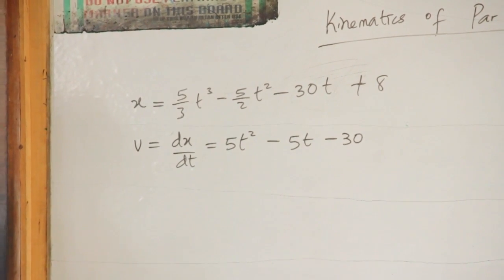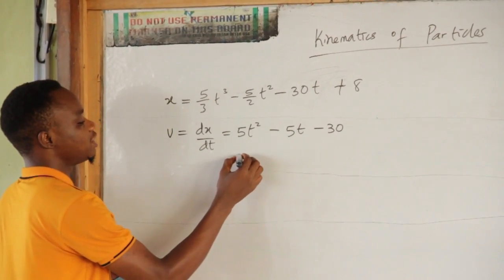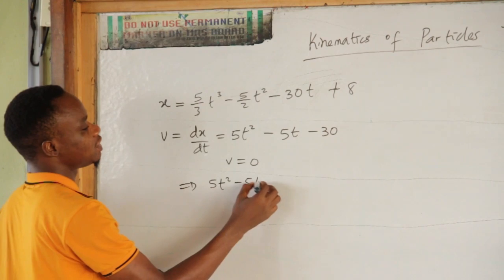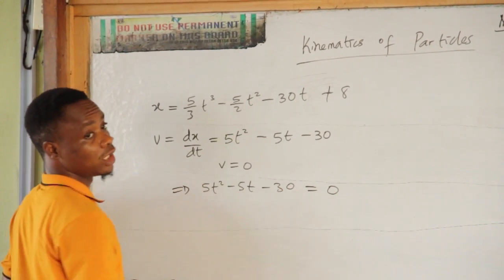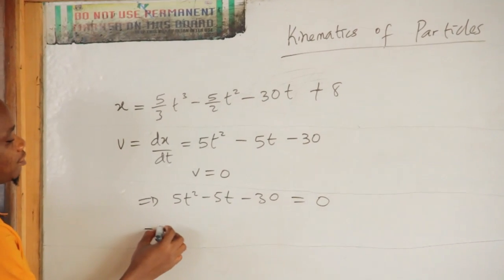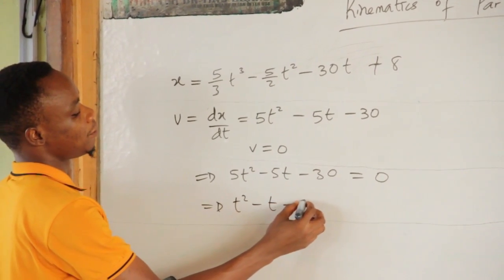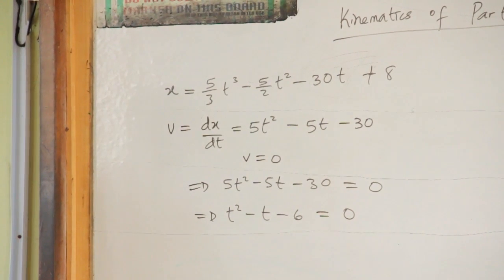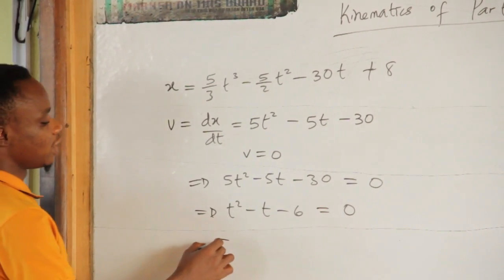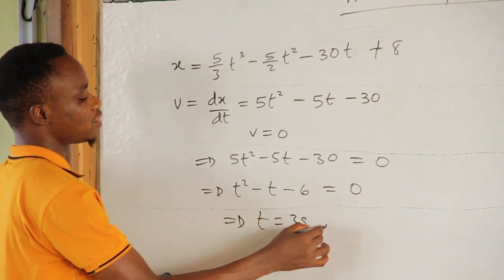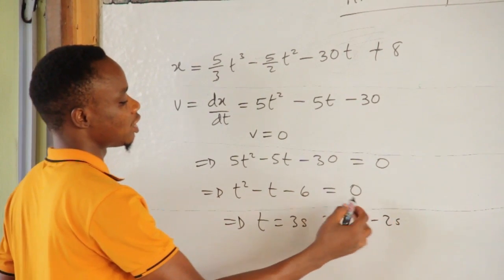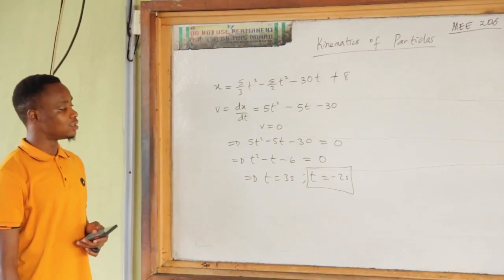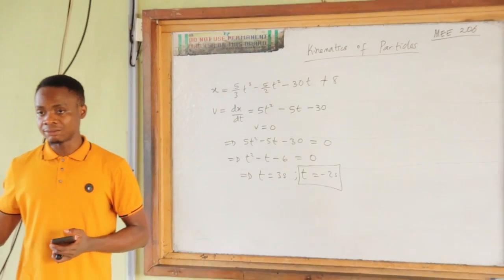Alright. So we say when v is 0, we're going to have 5t squared minus 5t minus 30 equal to 0. You can divide through by 5. We're going to have t squared minus t minus 6 equals 0. So you can have factors for this. That's going to be minus 3 and plus 2, right? So when you solve, you're going to get t is equal to 3 seconds and t is equal to minus 2 seconds. Of course, this is wrong. You cannot make any analysis with negative time. You start from time t equal to 0 forward.